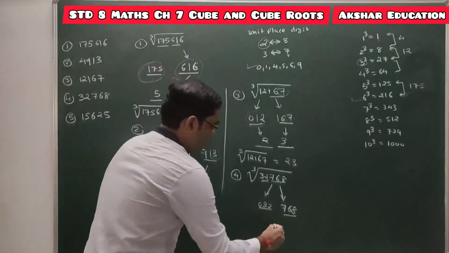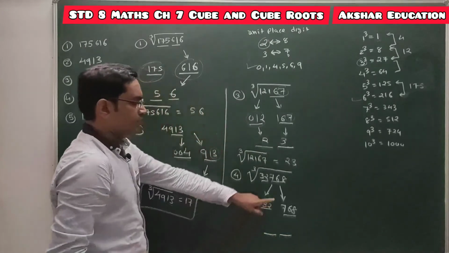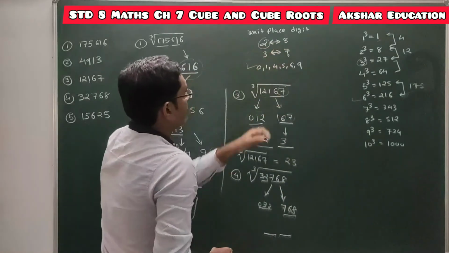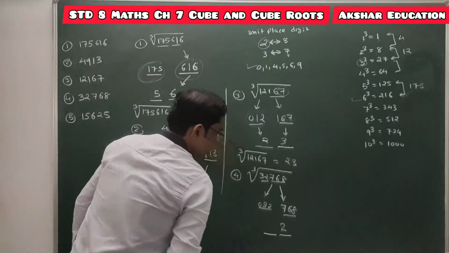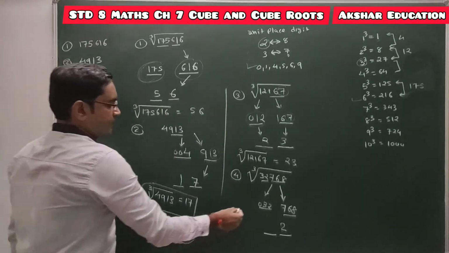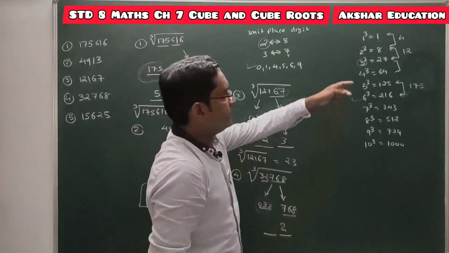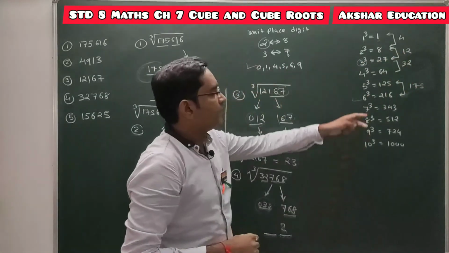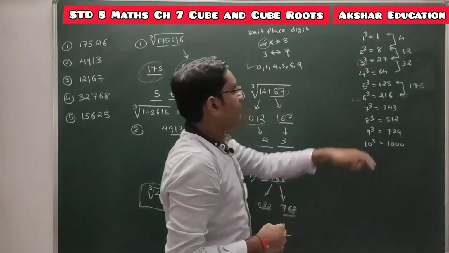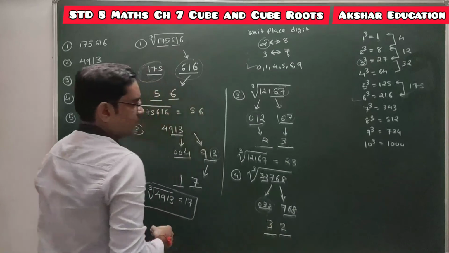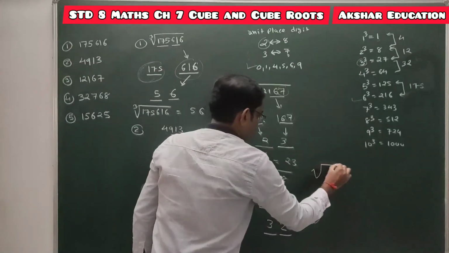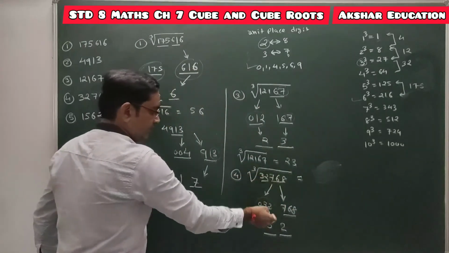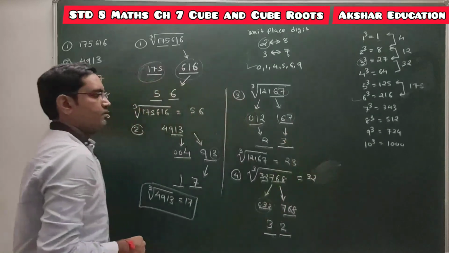Now first we have to check the unit place digit. So here the unit place digit of this group is 8. So the cube root of that number will have 2 as the unit place digit. So here our unit place digit is 2. Now check the value of this 32. 32 lies between which two perfect cube numbers? 27 and 64. So the smallest perfect cube number is 27, which is the cube of 3. So here we get the digit 3. So now we can estimate the cube root of this perfect cube number is 32. Clear?